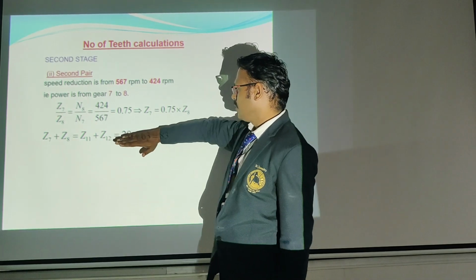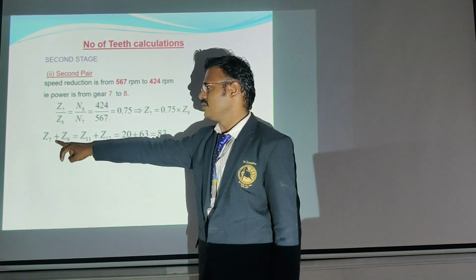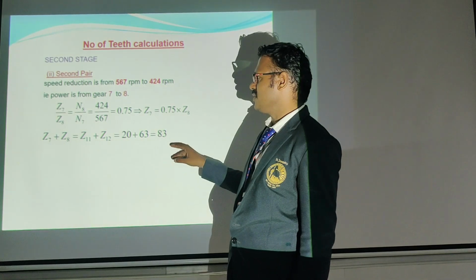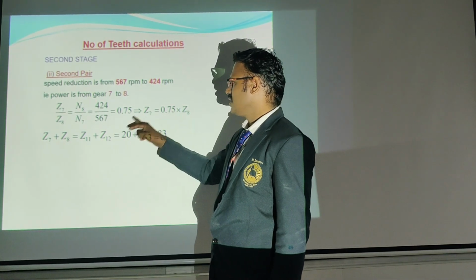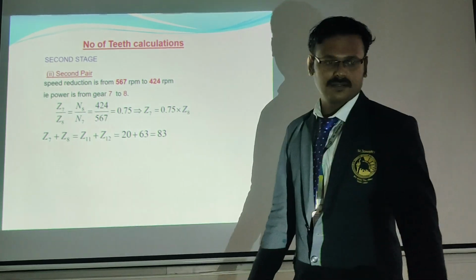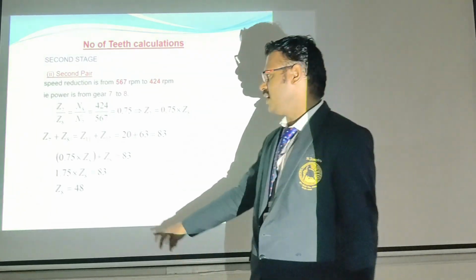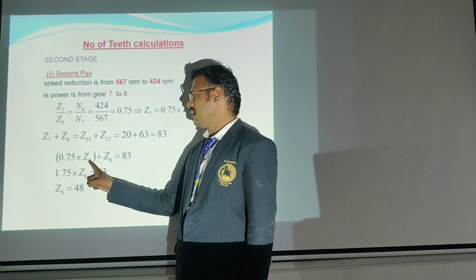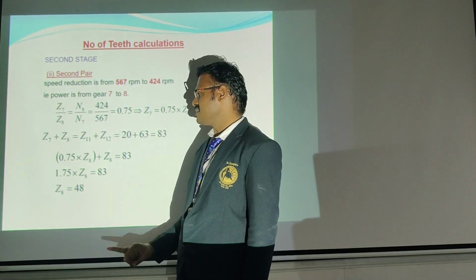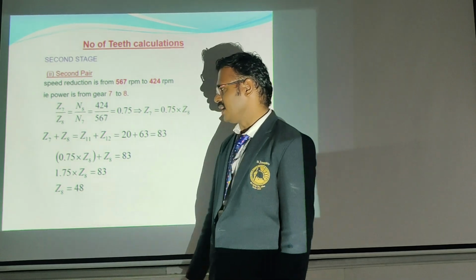Now we have one equation, and it is another equation. Two unknowns, two equations. So Z7 is unknown, Z8 is another unknown. Just to substitute, instead of Z7 we can substitute 0.75 times Z8 here. So 0.75 times Z8 plus Z8. If we take common Z8, so 1 plus 0.75 will be 1.75 into Z8 equal to 83. So Z8 will be 48.